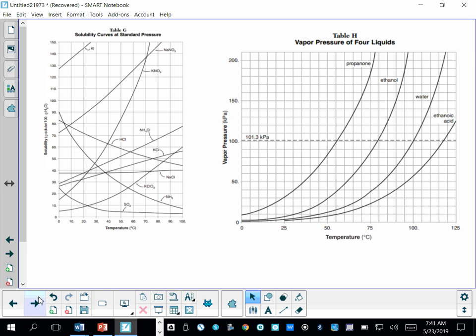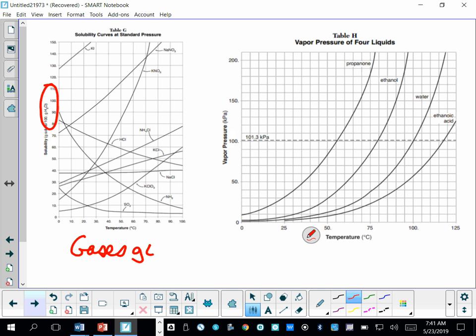Next up, table G. What are you going to do on table G? You're going to circle the per 100 grams of water as a reminder that this is for 100 grams of water. If we had 200 grams of water, we'd be doubling all the numbers. And then you're going to write next to it, gases go down. So all the lines that go down, like NH3 and SO2, those are gases. They become less soluble in water as the temperature increases.